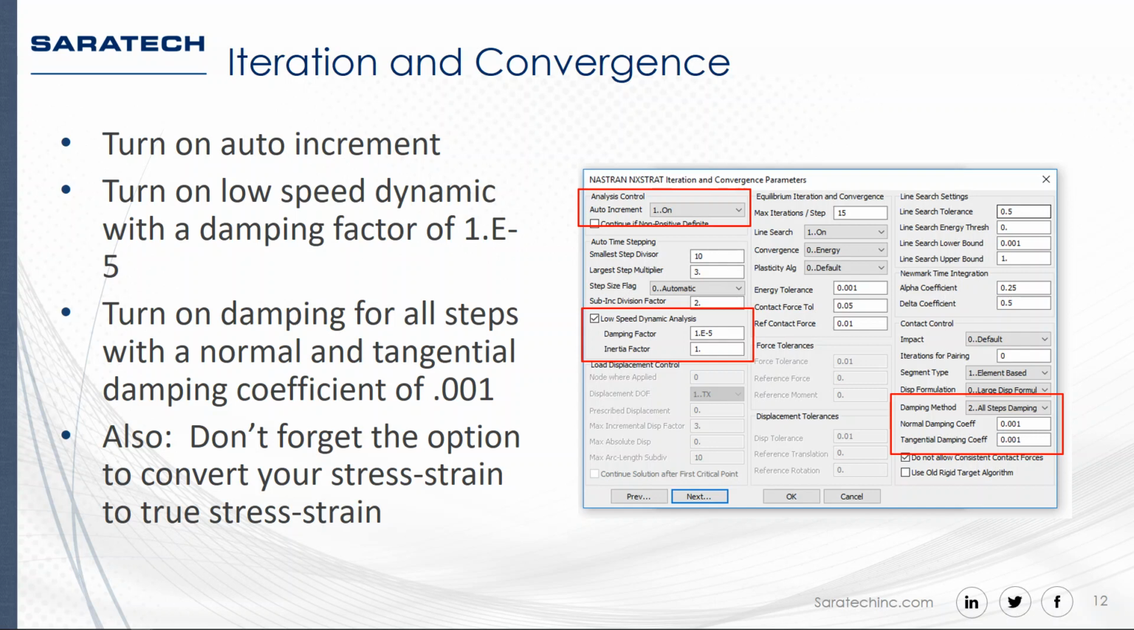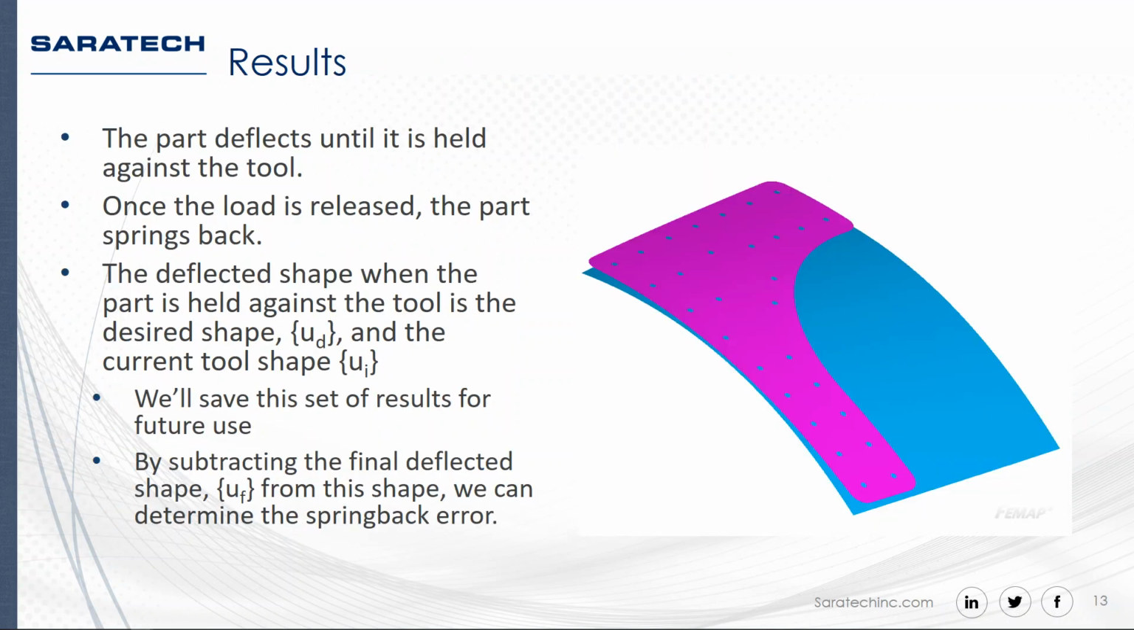We're also going to turn on damping for the contact, which causes the contact to behave a bit more stably. Also, don't forget that option to convert stress and strain, and I'll show you that later in FEMAP. So here are the results. The part deflects until it's held against the tool, and once we release it, we get some spring back.